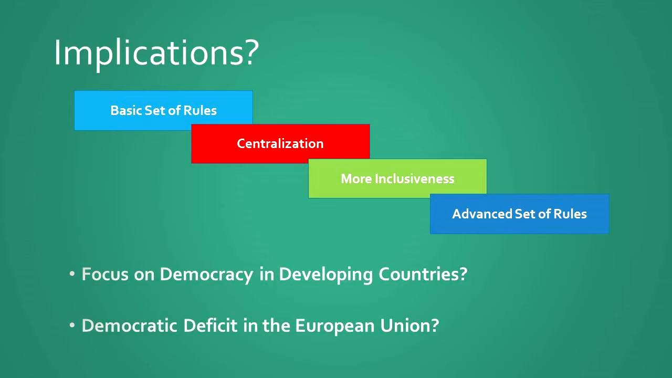And secondly, it might also have implications for the European Union, because we always complain about the democratic deficit in the European Union, that there's not enough democracy. Maybe we are in that red phase of centralization of power and we are now only moving into this green phase of more inclusiveness. And now maybe it's about time to make things more inclusive. But maybe this first phase was in a way necessary for us to evolve.